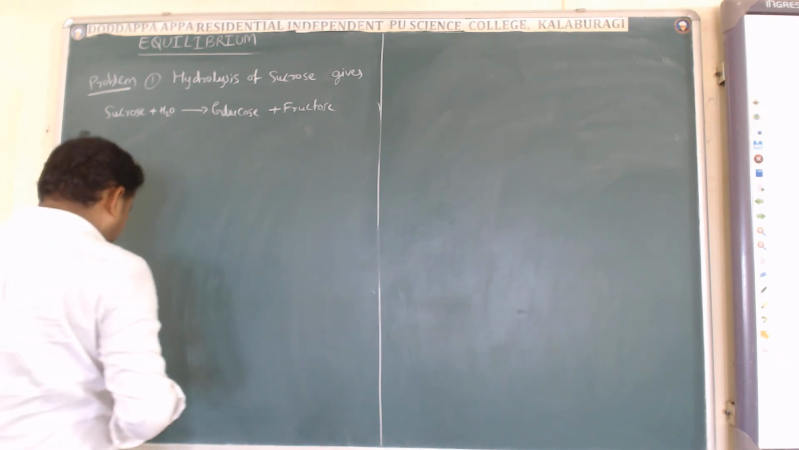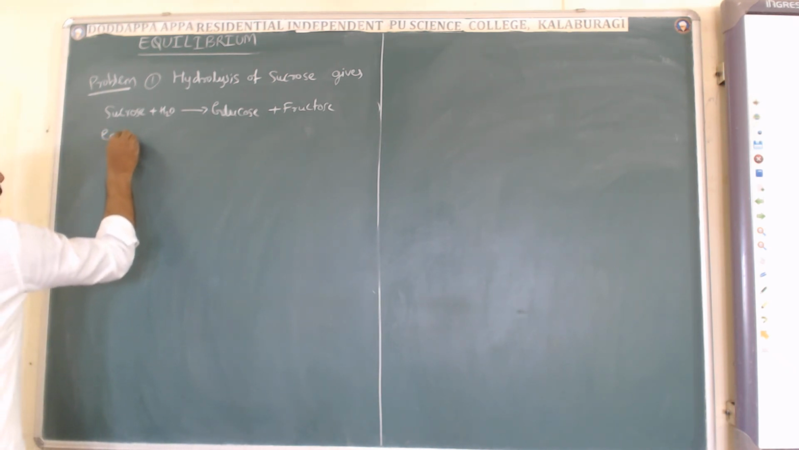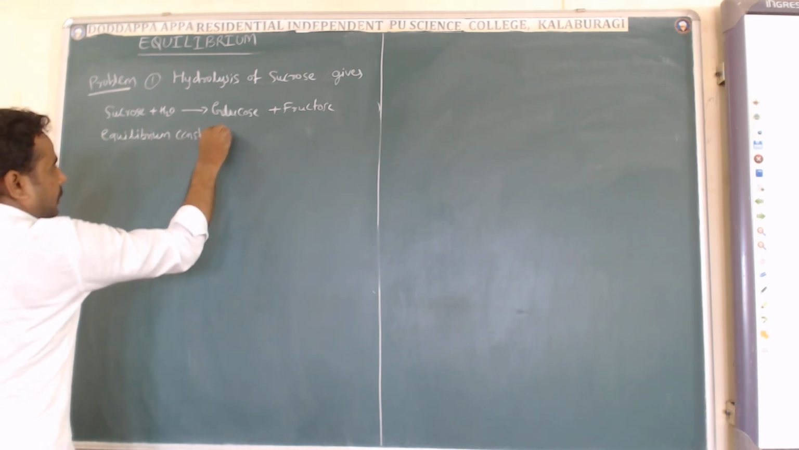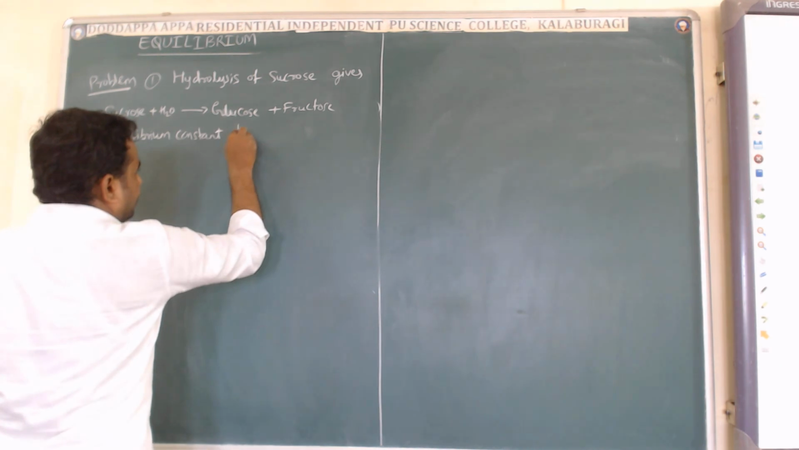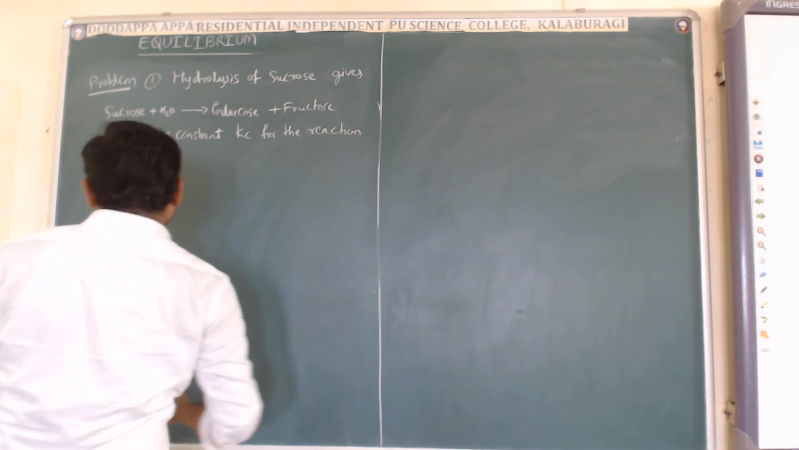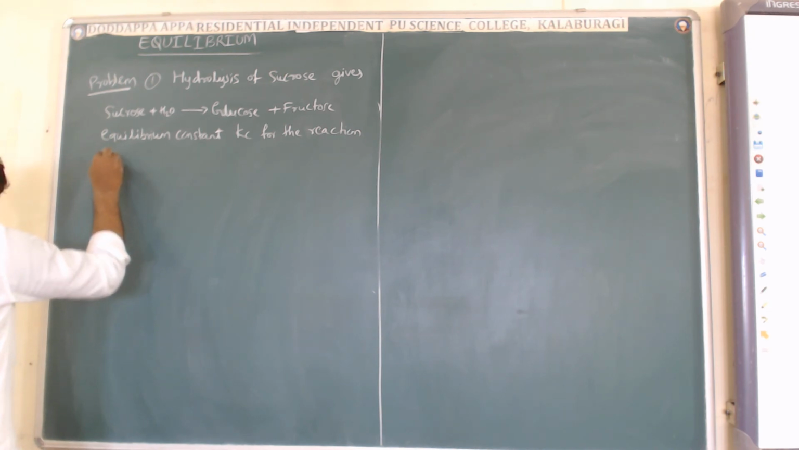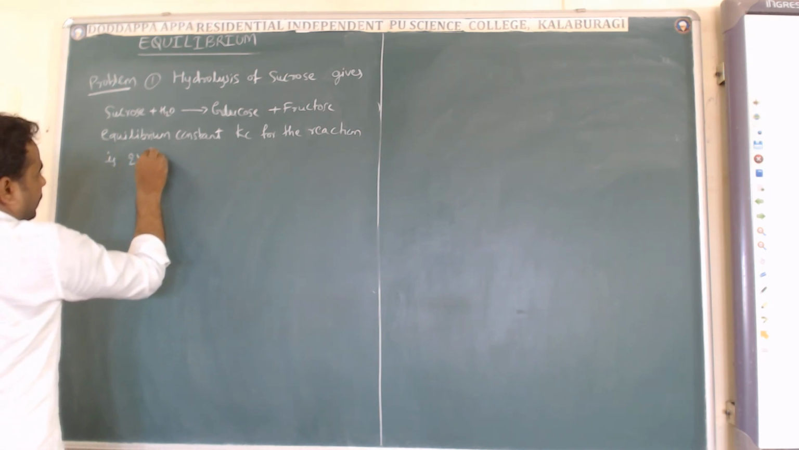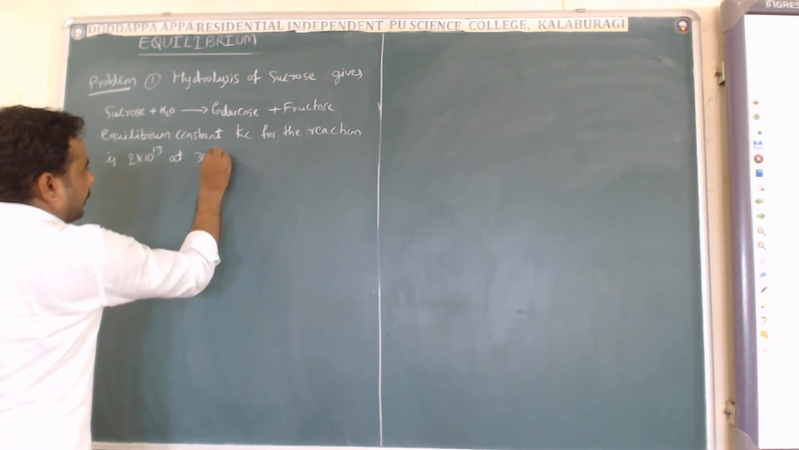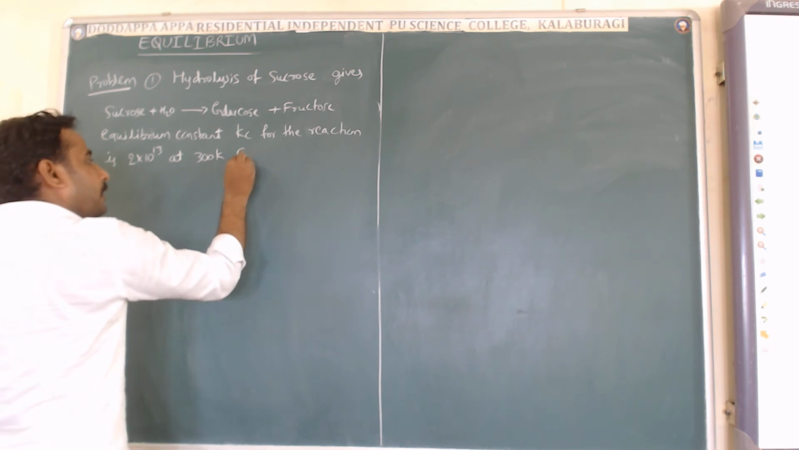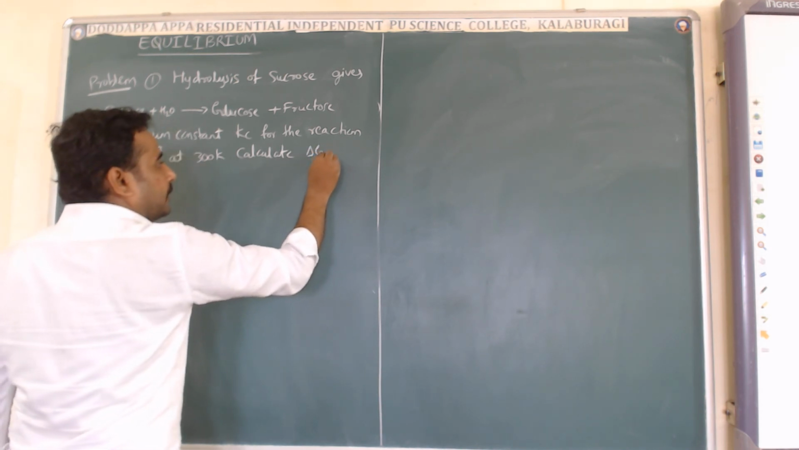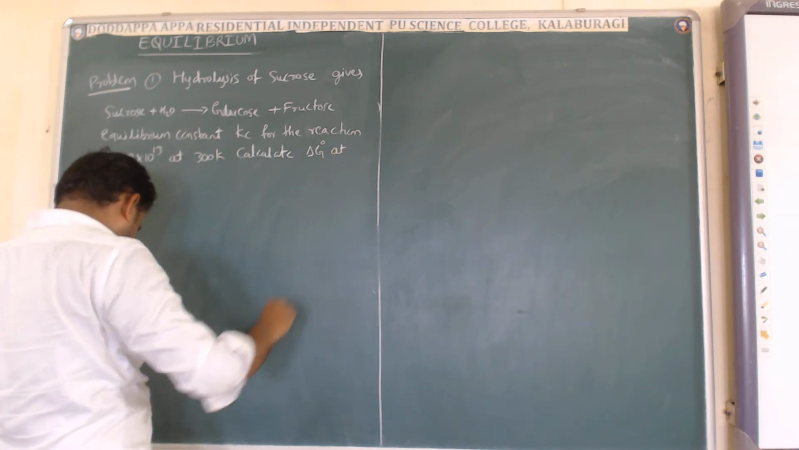The equilibrium constant Kc for the reaction is 2 into 10 raised to 13 at 300 Kelvin. Calculate delta G naught at 300 Kelvin.